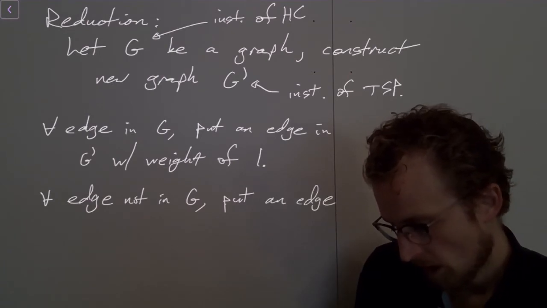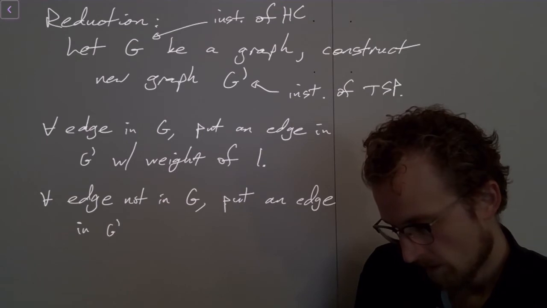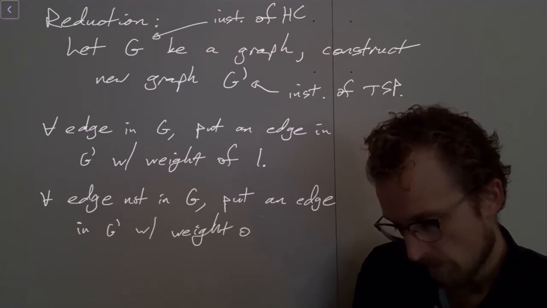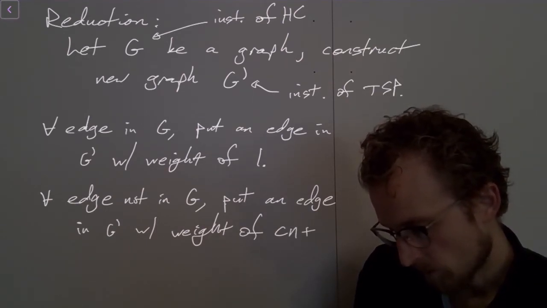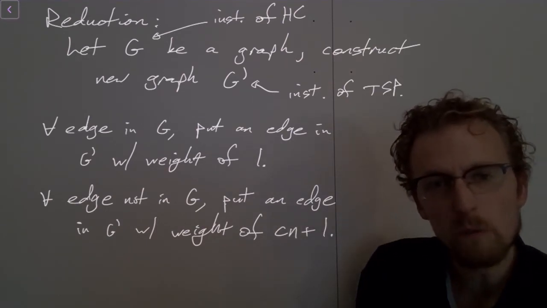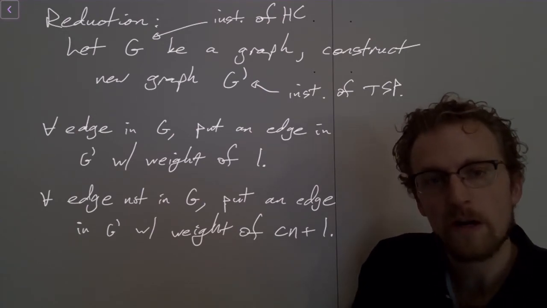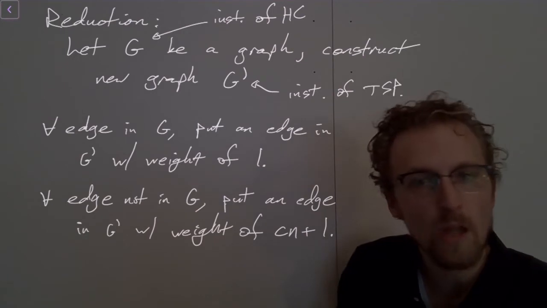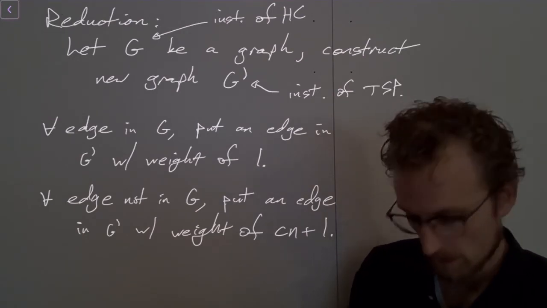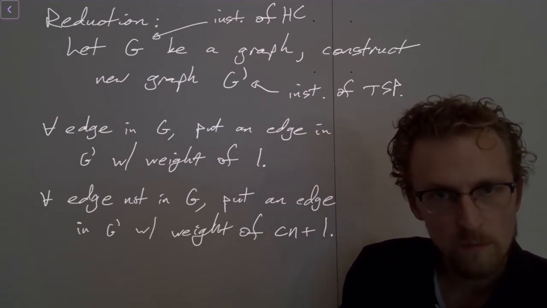Put an edge in G prime with a weight of C times N plus 1. And you say, what is C? Well, C is something that we'll reference to our approximation algorithm in a little bit. But C can be some large number, as large as we want. And N is the number of nodes.